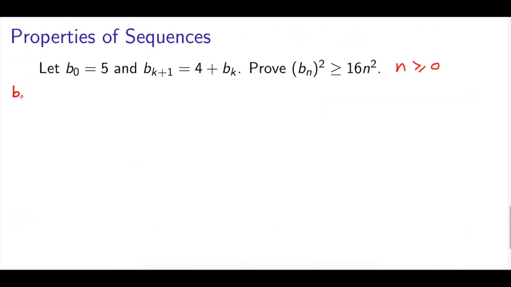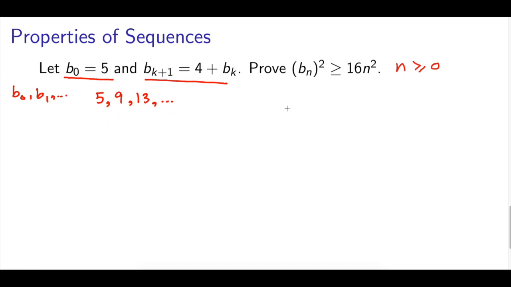Now we have a sequence b0, b1 and so on, and it is given by this relationship. We have the initial value 5, and the next value is 4 plus that number. So actually we have the sequence like this: 5, 9, 13 and so on. So everything is 4 more than the previous one. Every term is 4 more than the previous one.